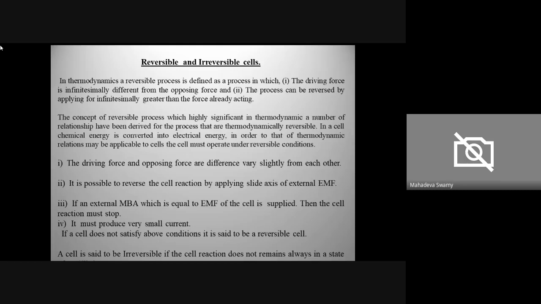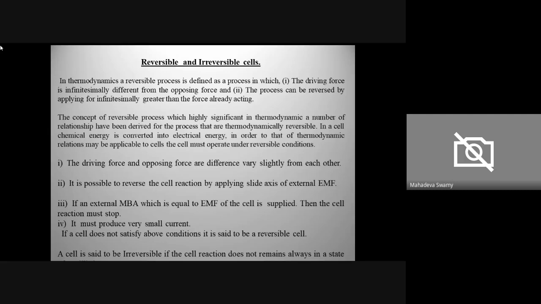In a cell, chemical energy is converted into electrical energy. We know this is a Daniell cell or a galvanic cell. In order for thermodynamic relations to be applicable to cells, the cell must operate under reversible conditions. So there are some parameters, and a cell that obeys those conditions is called a reversible cell. What are the conditions we observe here?